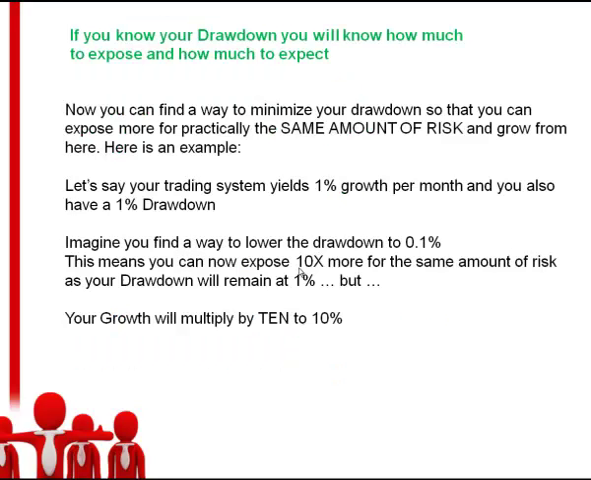Alright, let's move forward. Now, if you know your drawdown, you will know how much to expose and how much to expect. Now you can find a way to minimize your drawdown so that you can expose more for practically the same amount of risk and grow from here. Now here's an example. Let's say you're trading with a strategy that yields 1% growth per month, but you also have a 1% drawdown. Okay. Now imagine you can find a way to lower the drawdown to 0.1%, make that 10 times less. Now this means you can now expose 10 times more for the same amount of risk, as your drawdown will remain at 1%, but all of a sudden your growth will multiply by 10. Okay, which is then 10%.